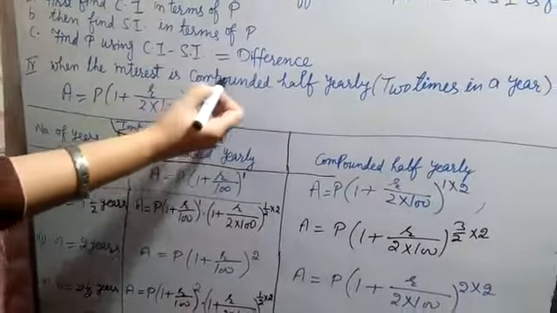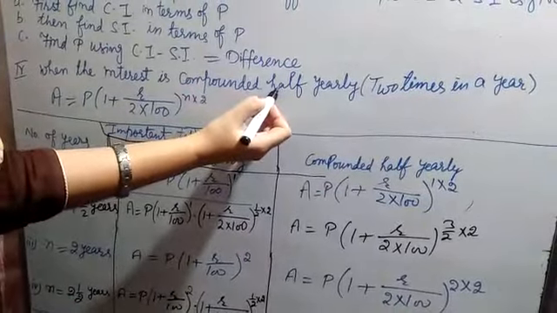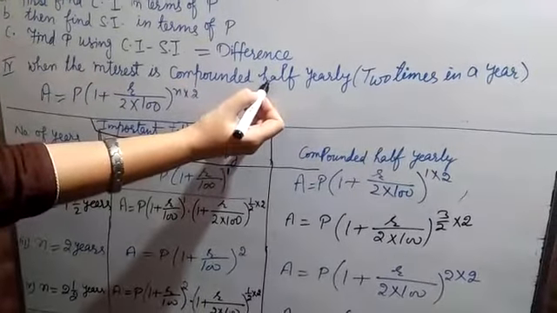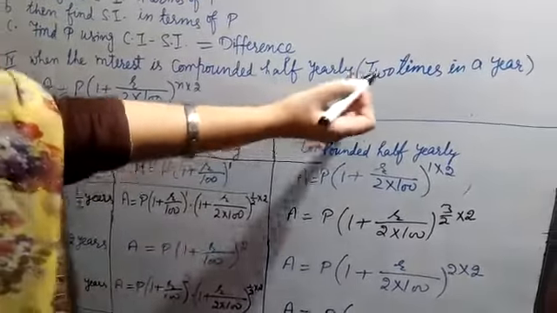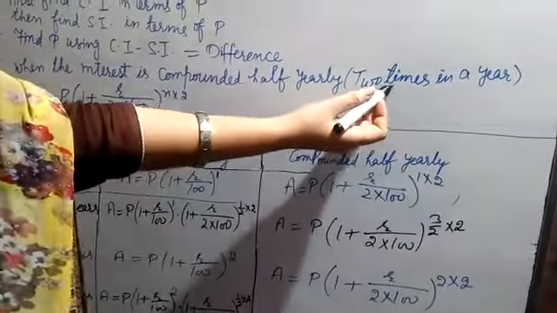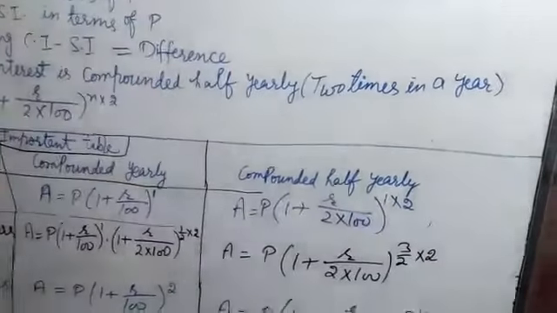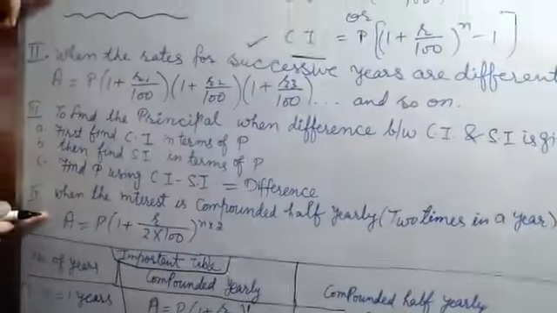But when the interest is compounded half yearly, it means we will get the interest 2 times in a year. Why? Because in a year there are 2 halves. So 2 times in a year we are going to get the interest. The same formula will convert to this.